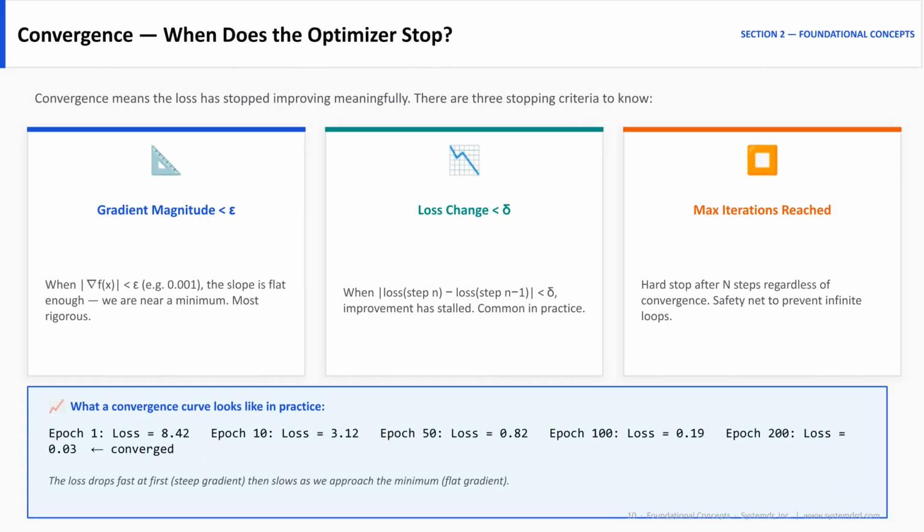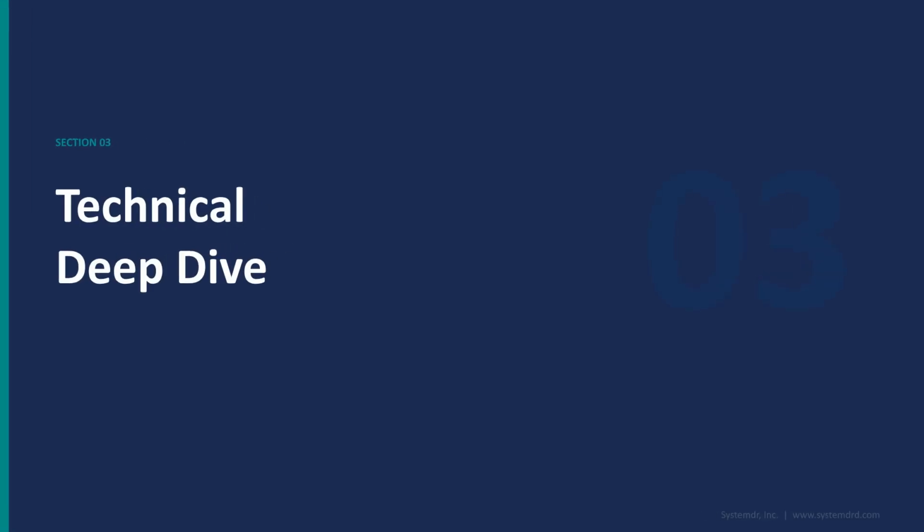This is determined by 3 criteria. Gradient magnitude is small, loss change between steps is minimal, or the maximum number of iterations has been reached. A typical convergence curve shows loss dropping fast initially, then slowing down. We are now entering Section 3, Technical Deep Dive.